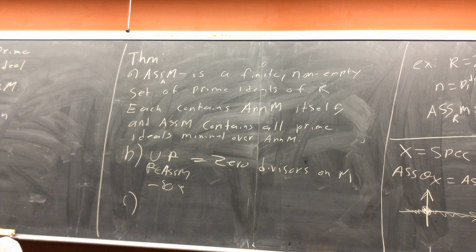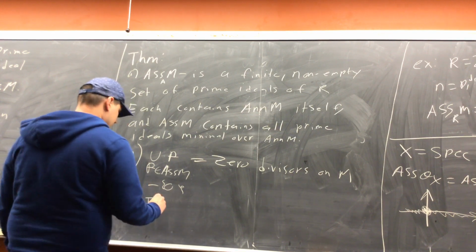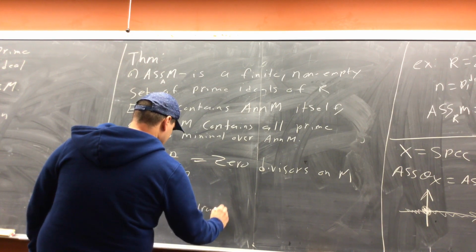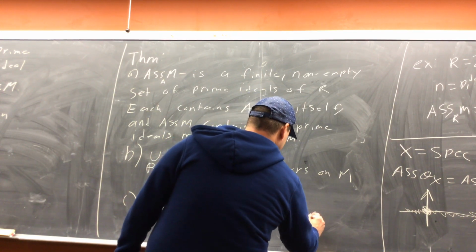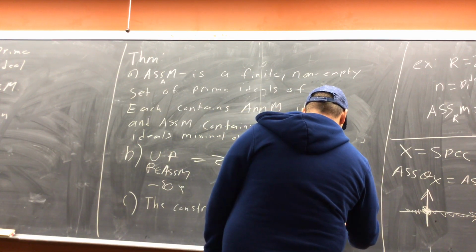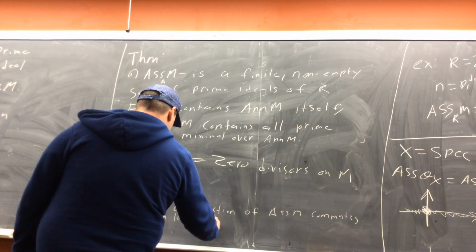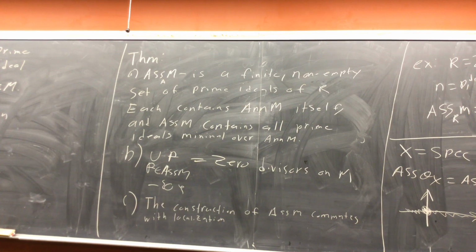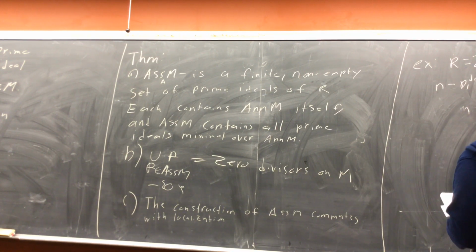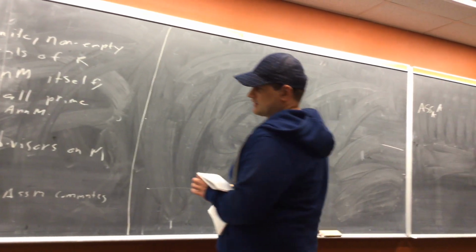And C, we talked about it last time, but I guess it's important that the construction of, let's say, Ass(M) commutes with localization. And so part C here, this is what allows us to, but it gives us a convenient way to describe what the associated primes of a given, let's say, locally Noetherian scheme are.